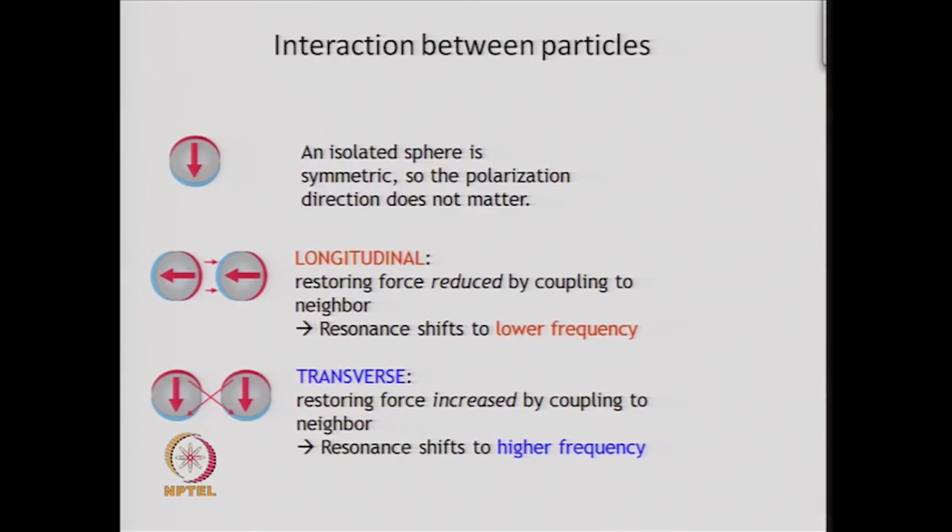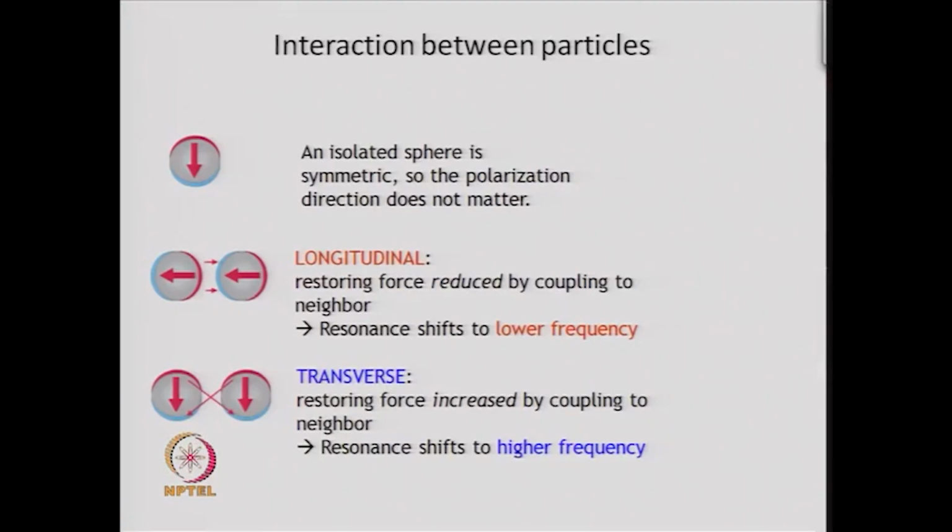So, there are two possibilities of coupling of two metal nanoparticles. The coupling can be longitudinal, and longitudinal means the two dipoles are arranged in the same direction, and they have a restoring force which tries to reduce the coupling. So, basically the SPR band will shift to lower frequency or lower energy, whereas in the transverse case the SPR band will shift to higher frequency.